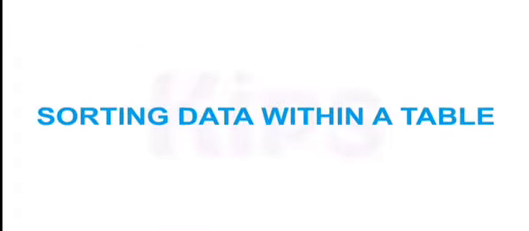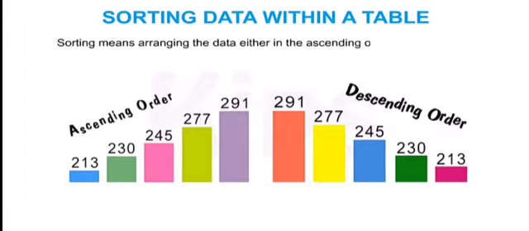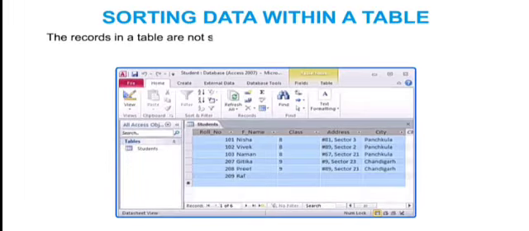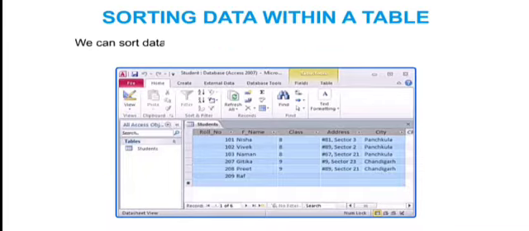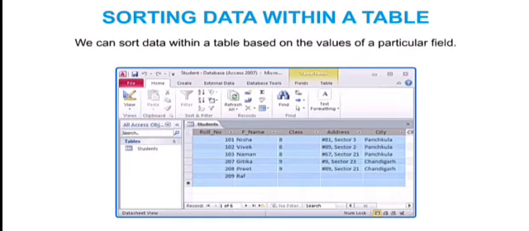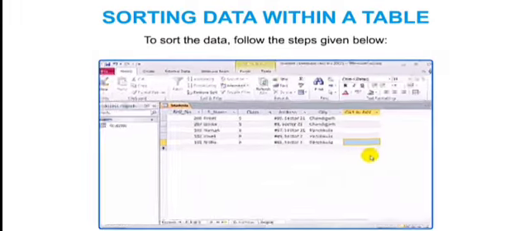Students, now let us learn about sorting data within a table. Sorting means arranging the data either in the ascending or descending order. The records in a table are not stored in any particular order when they are entered into a table. We can sort data within a table based on the values of a particular field. To sort the data, follow the steps given below.